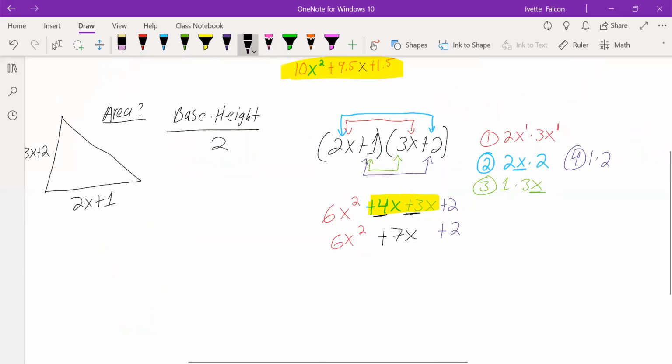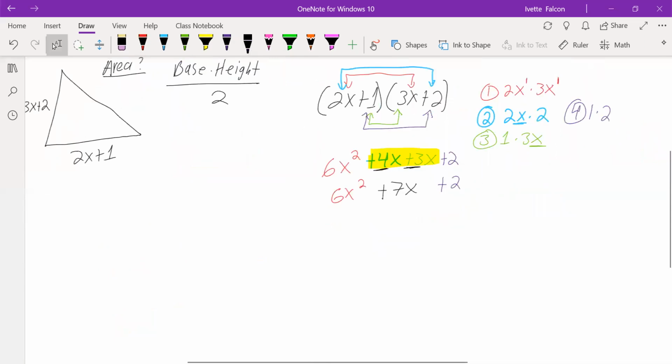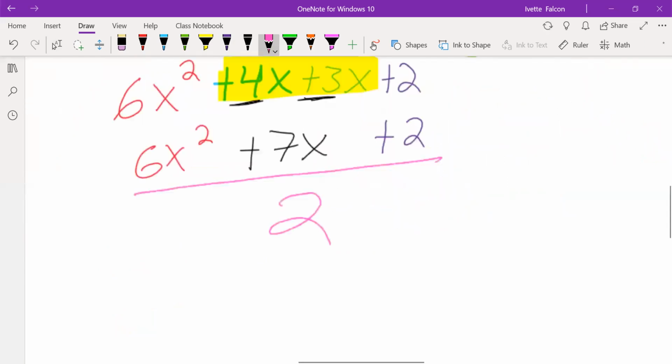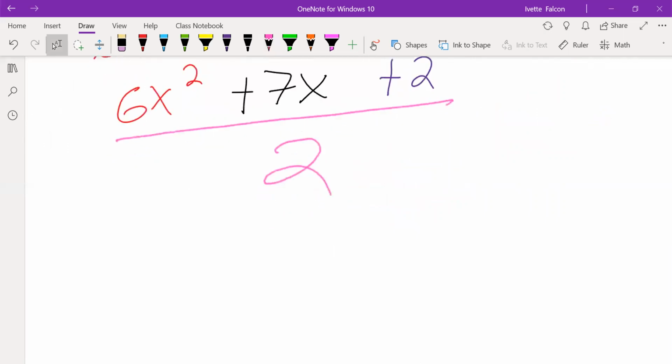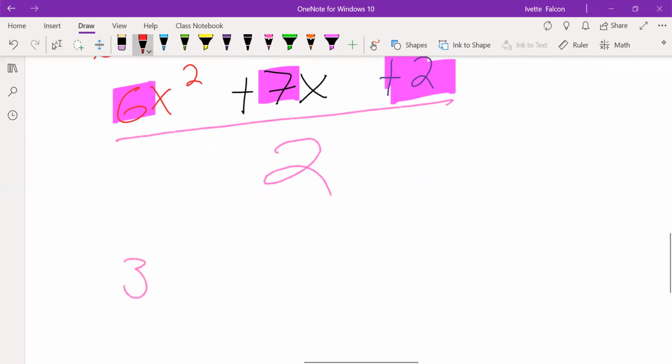Now, once you're here, once you multiply the base times the height, then you can worry about dividing by 2. So we're going to divide this problem by 2. So that's my last step, to divide by 2. And you're going to only divide the coefficients by 2. So 6 divided by 2, that's going to give us a 3. And then the x to the power of 2 stays the same.